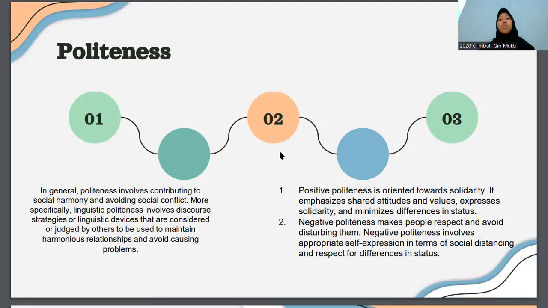There are two types of politeness. First is positive politeness, which is oriented towards solidarity. It emphasizes shared attitudes and values, expresses solidarity and minimizes differences in status. And the second one, negative politeness, makes people respect others and avoid disturbing them. Negative politeness involves appropriate self-effacement in terms of social distancing and respect for differences in status.